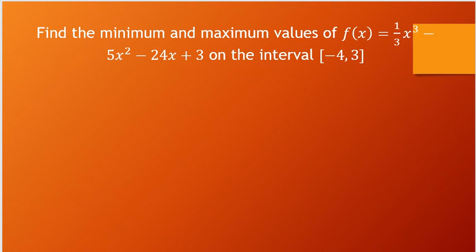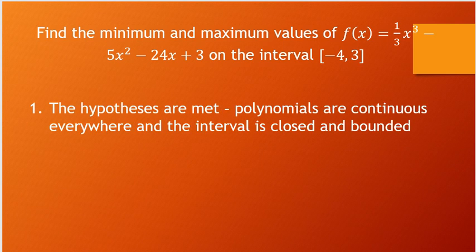Is our function f of x continuous on this closed and bounded interval? Well, our function f of x is a polynomial. Polynomials are continuous for all real numbers, so yes, both hypotheses are indeed met. So we can continue on with our method, and the EVT guarantees that we do have a minimum and maximum value.